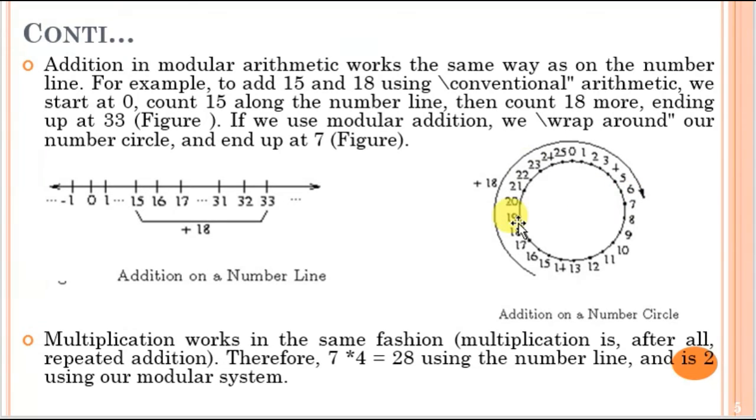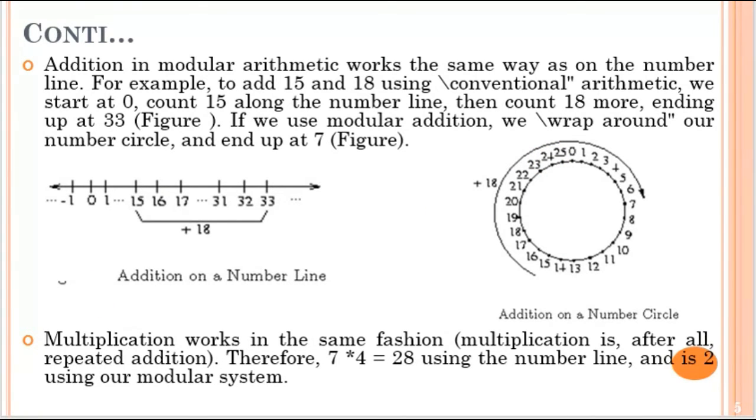So the output is 7, because after 25, 26 is 0, 27 is 1, 28 is 2, 29 is 3, 30 is 4, 31 is 5, and so on. Similar multiplication works in the same fashion.